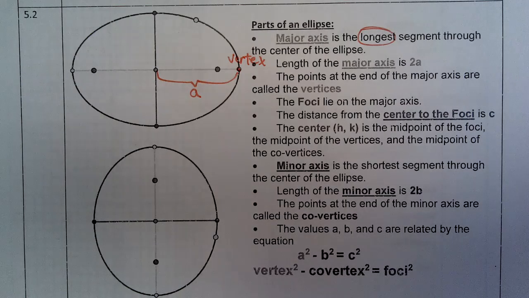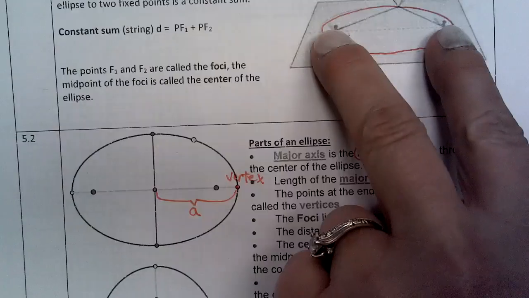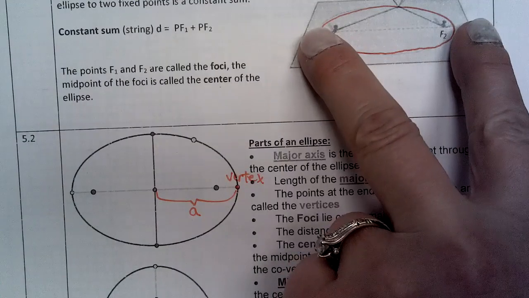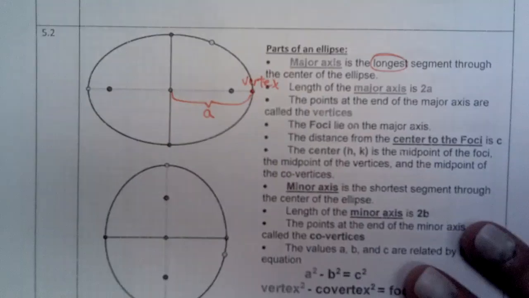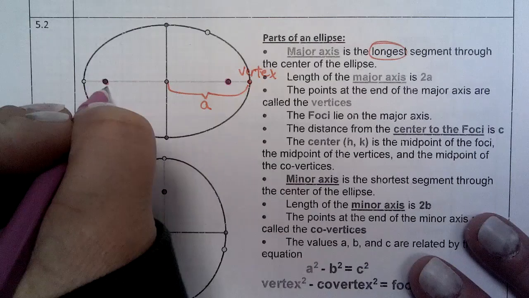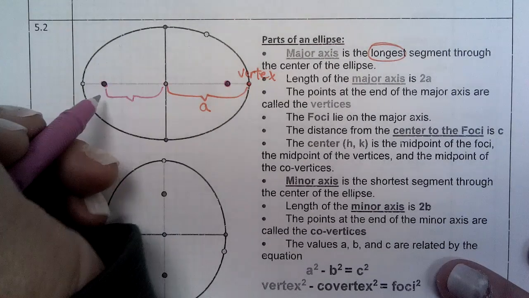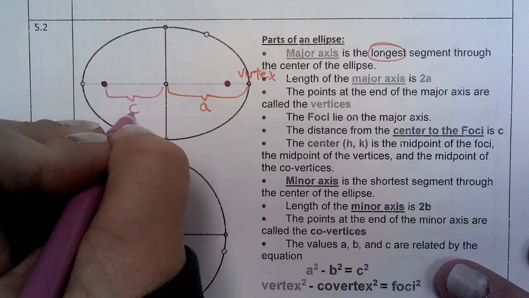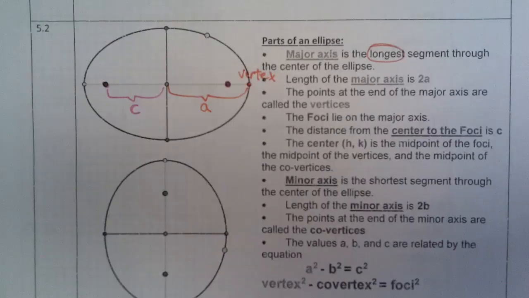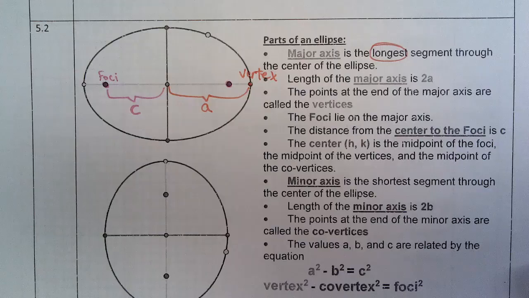We also have our foci. So if you look back at this picture up here, our foci were on our longer axis. So our foci are these 2 points inside of our vertex, between our vertex and our center. And that distance we're going to call distance c. Okay, so this is a foci, our focal point.